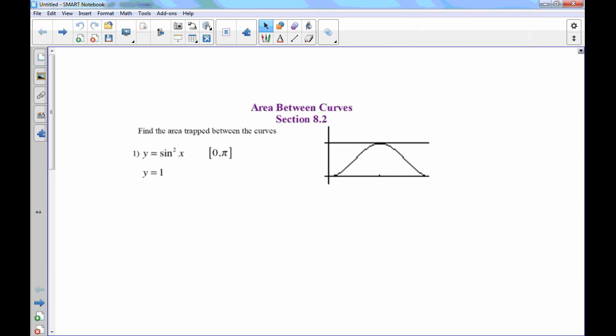Since you already know how to do 1 and 2, I'm going to let you do that in your groups. Find the area between the curves. So let's find the area trapped between the curves on the given interval. Most of the people in your groups don't do 3 and 4 yet. Just do 1 and 2.